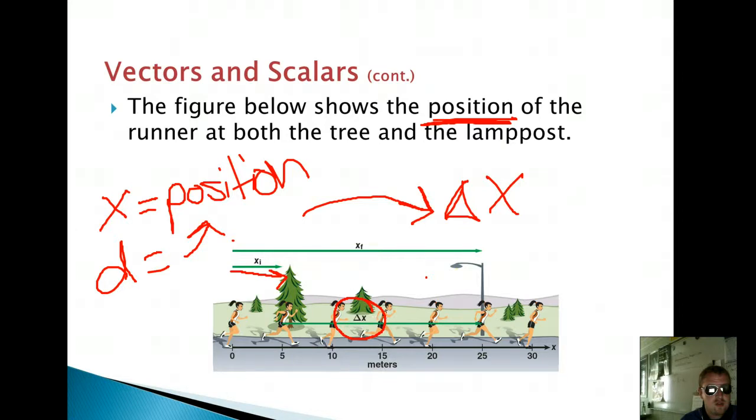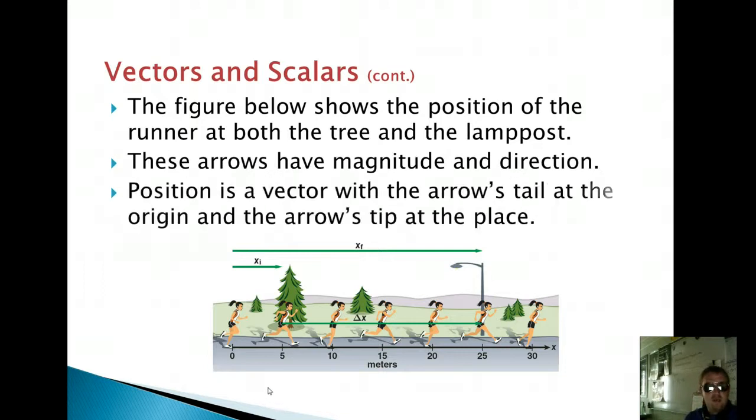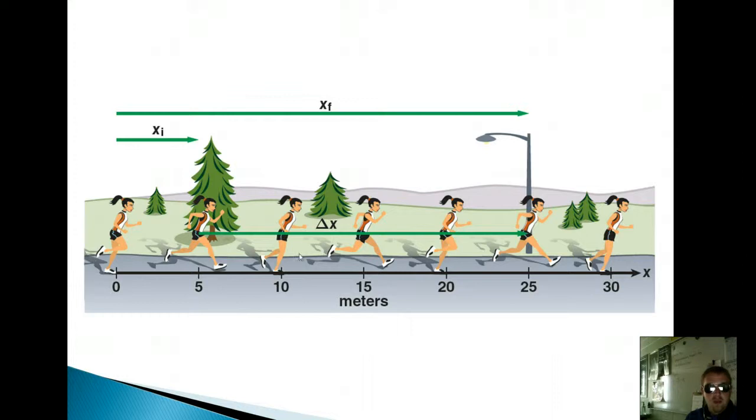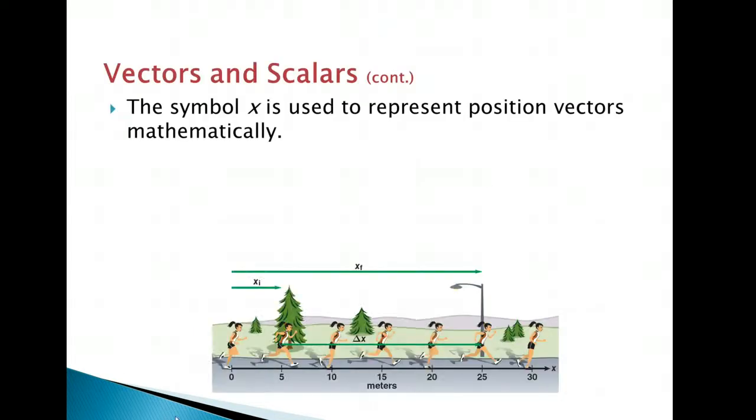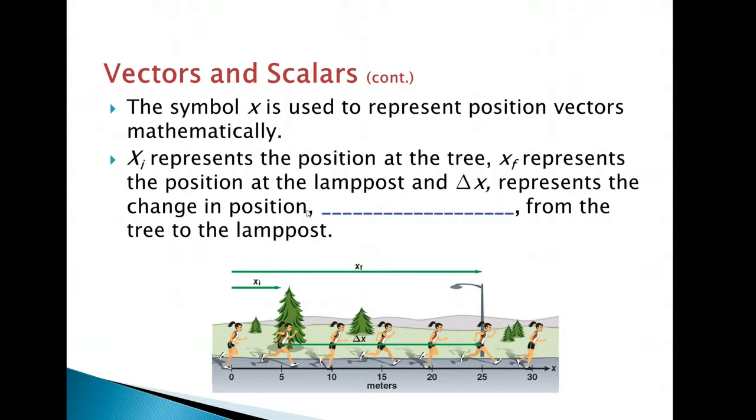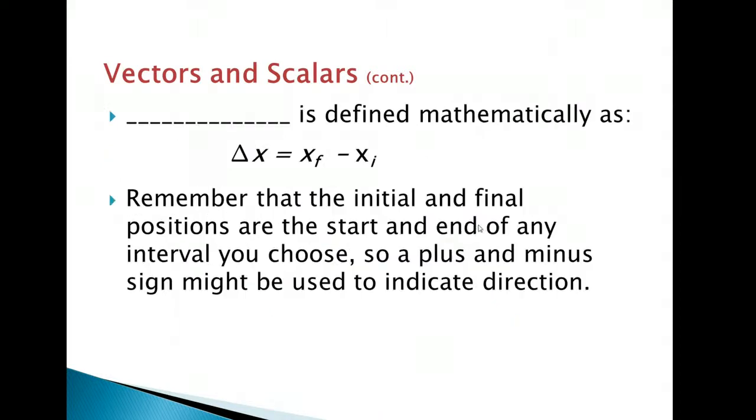So we're going to go ahead and move on here, and we're going to see that these arrows not only have magnitude, they also have direction, so they're vectors. You can see a close-up here of these particular values we've been talking about. The delta x, which means change in position, our final position here, our initial position here, and this change in position will actually have a special value, which we're about to discuss. xi represents the position of the tree, xf represents the position of the lamppost, and delta x represents the change in position, or the displacement from the lamppost.